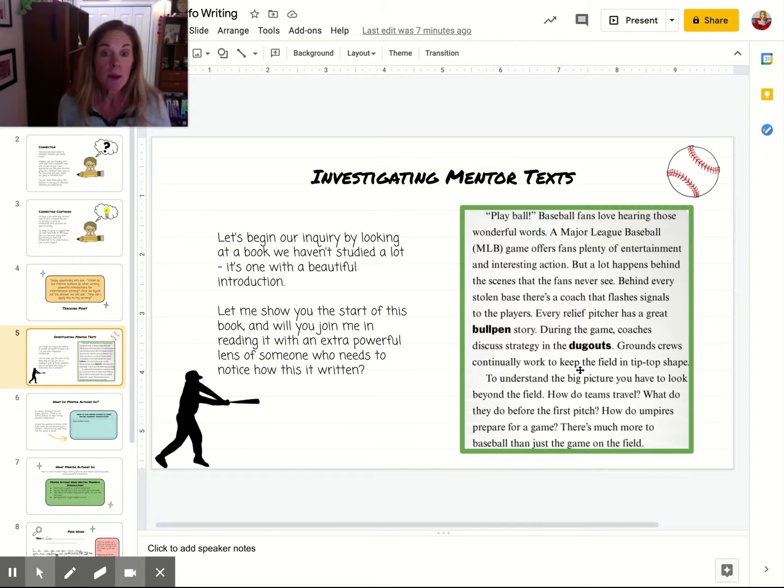And they talk about the different chapters. You can tell there's going to be a chapter about the grounds crew, right? And then this very last chapter, this very last paragraph, they're asking a whole bunch of questions. Did you notice that? There's a question mark here, 1, 2, 3 questions in the last paragraph of the introduction.